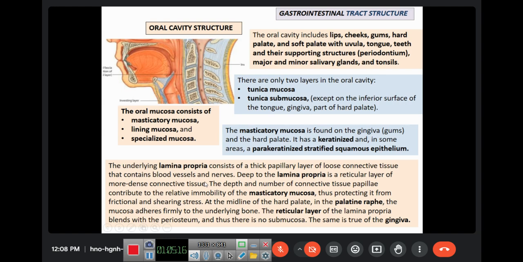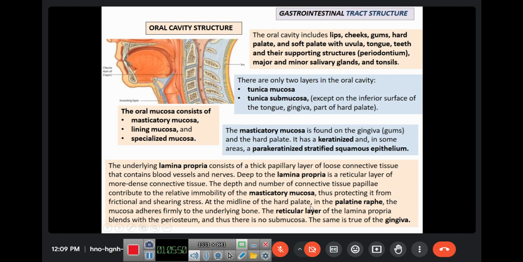So the depth and the number of connective tissue papillae contribute to relative immobility of the masticatory mucosa and for more tight attachment of the epithelium to underlying tissues, in masticatory mucosa, where we have higher mechanical stress during chewing. So it protects from friction and shearing stress.